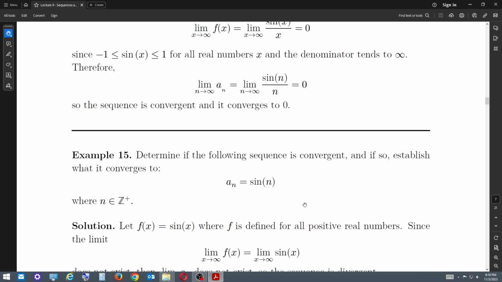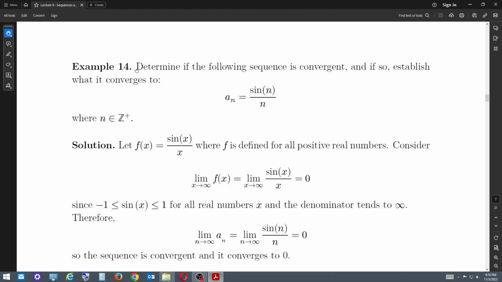Right? There are two examples here. So determine if this sequence is convergent, and if so, establish what it converges to. So we have an is sine of n over n. So again, we let f of x be sine of x over x. And we want the limit as x goes to infinity of sine of x over x. Alright, now this is actually a question that you would have seen in your assignment already. But the answer here is 0. This limit is 0. It is not 1. Alright, as x goes to infinity.